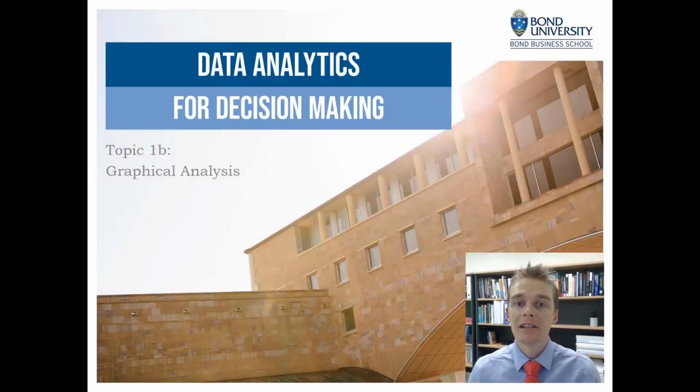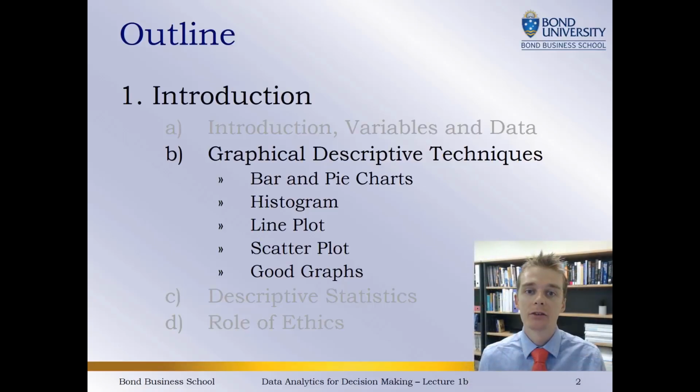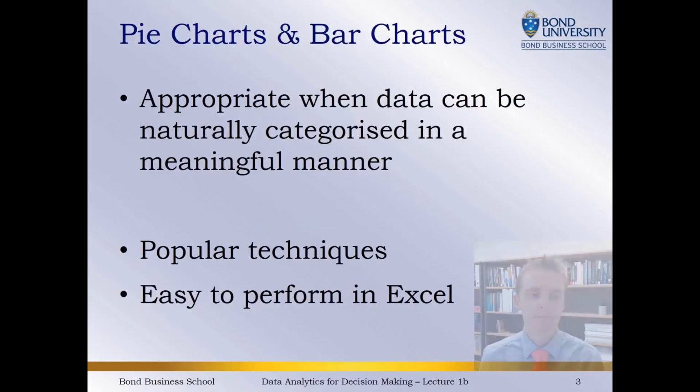Welcome back to GMBA 71202 Data Analytics for Decision Making, and in this module 1B we're really looking at graphical analysis, and we're going to consider pie and bar charts, histogram, line plot, scatter plot, and some ideas around what makes a good graph in general. Before, in parts C and D, then we'll look at descriptive methods and ethics, but now this module is all about graphs. So let's get into it.